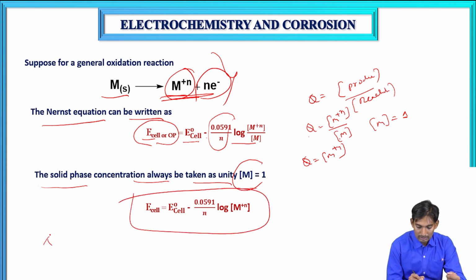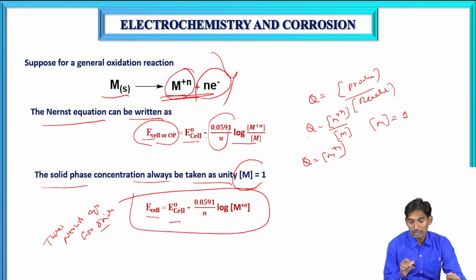So if I take M equal to 1, the final equation for oxidation becomes: this is the Nernst equation for oxidation potential. E cell equal to E naught cell minus 0.0591 divided by n, log of M^n+.